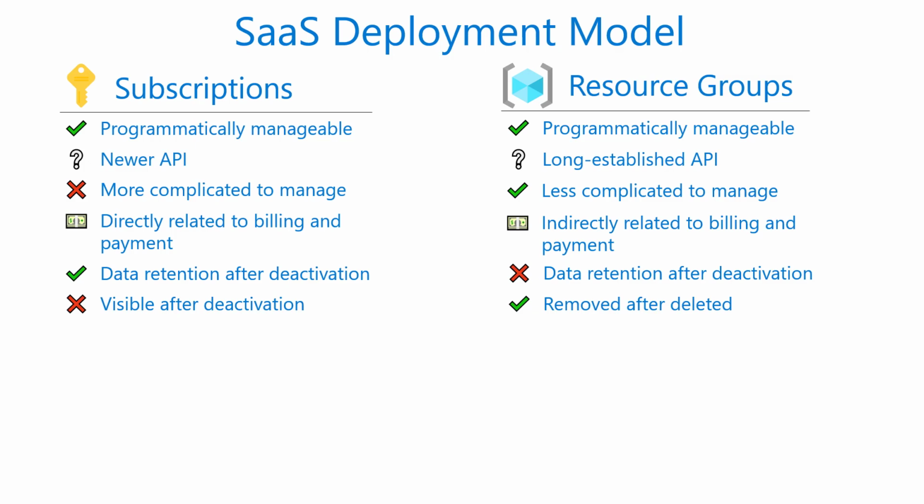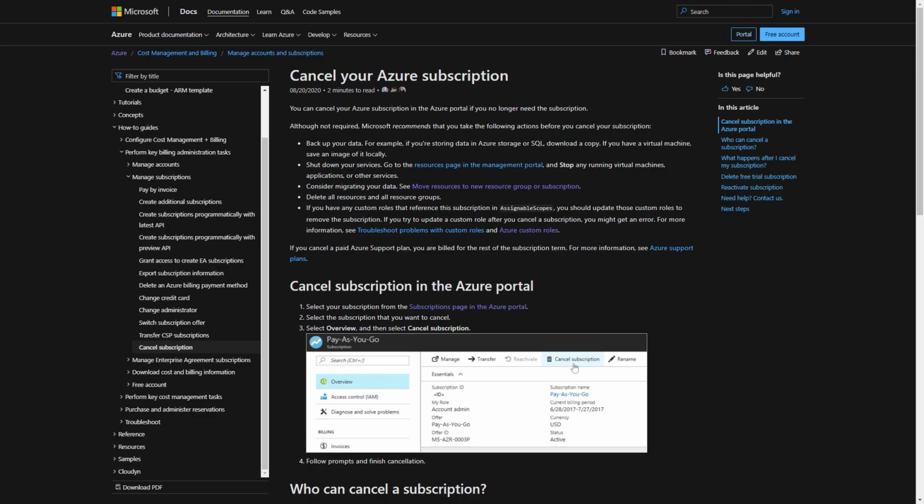Compare that to resource groups, which are deleted immediately when the resource group deletion occurs, assuming the data has not been protected from deletion. If there is protection in place, such as a lock, then the resource group deletion will fail. There's information about the cancellation process and impact of the cancellation process in the documentation.